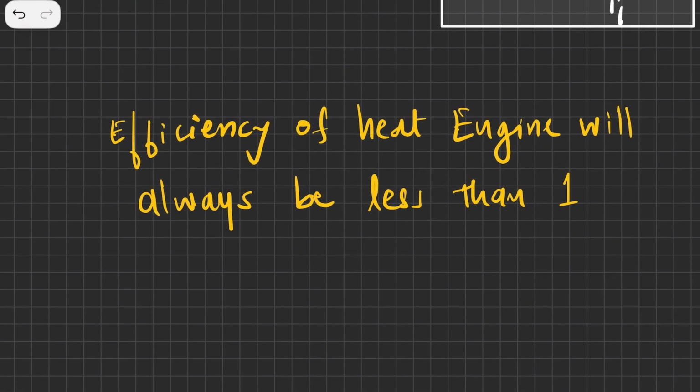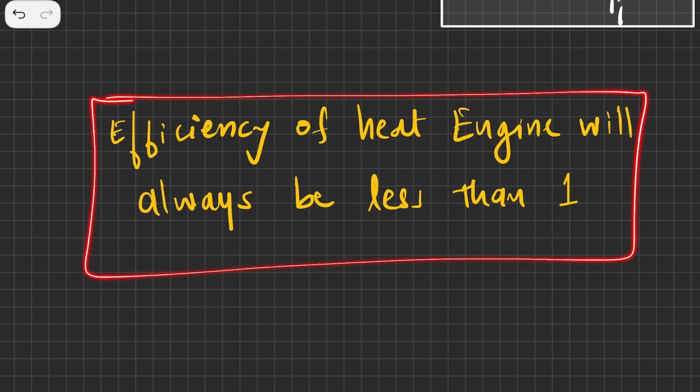You may not even reach an efficiency of 0.5 or 50%. In the real world, practical engines have efficiency less than 50%. So efficiency is less than 1. That's true for all engines in the universe.